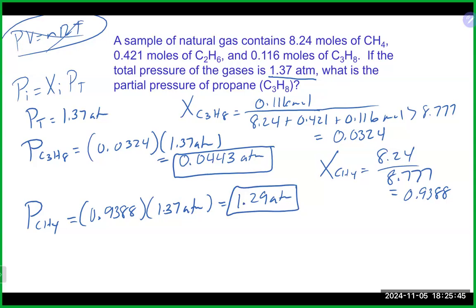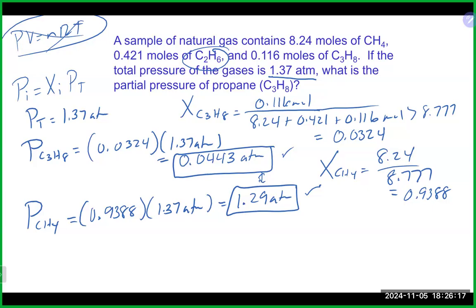Obviously, there are a lot more moles of methane in here than the other gases, so likely more collisions, resulting in that. At this point, you could obviously do it for ethane as well, or, since you have two of the three partial pressures, you could add them together and subtract them from 1.37 to get the third one. So there are a couple of ways to get the third one: do the same calculation, or add these two together and subtract from 1.37, and you'll end up with the last partial pressure. Any questions on that one?